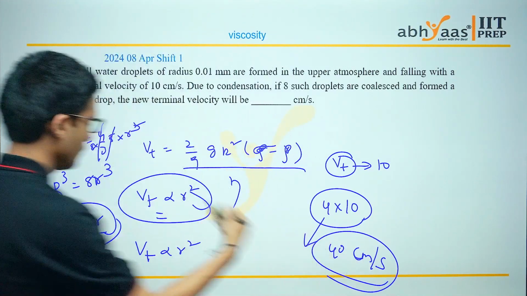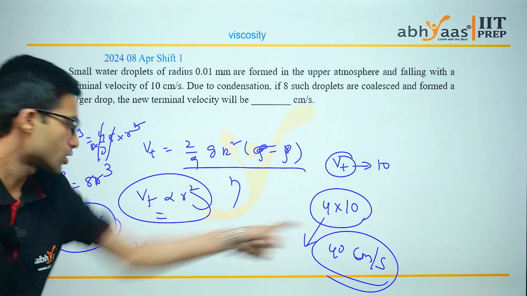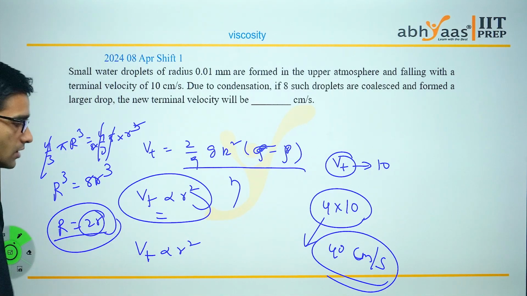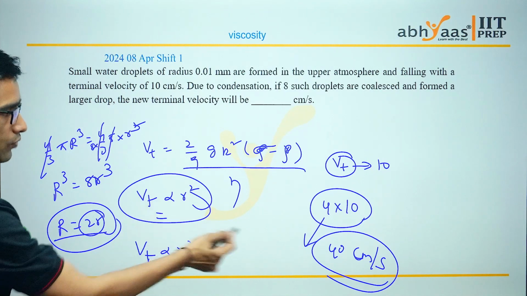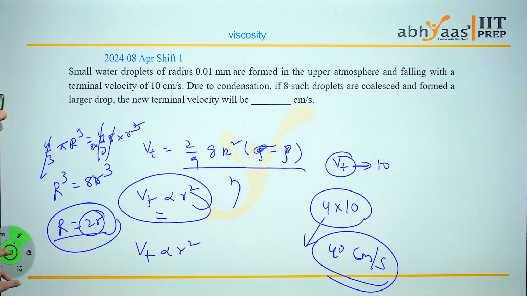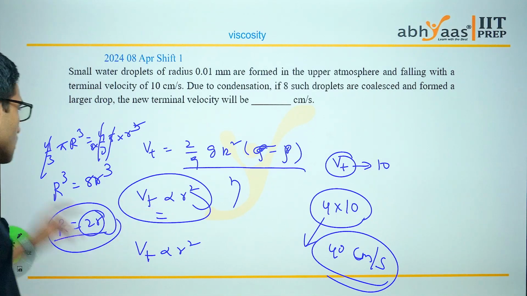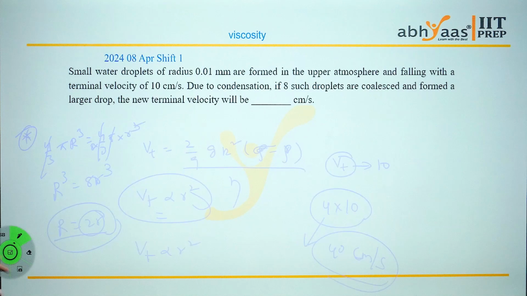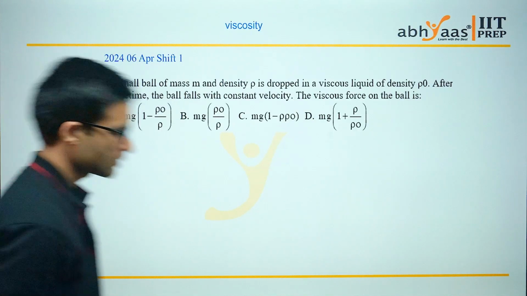So it is 4 times bigger because it's proportional to r square. Initially it is r, but after that it is 2r. So then you will get 2 into r, 2 square is 4, 4 into 10, 40. Simple question, right? Hardly 2 steps are there. The only thing is the surface energy concept. If you know, then you will get the answer very easily. Next question.